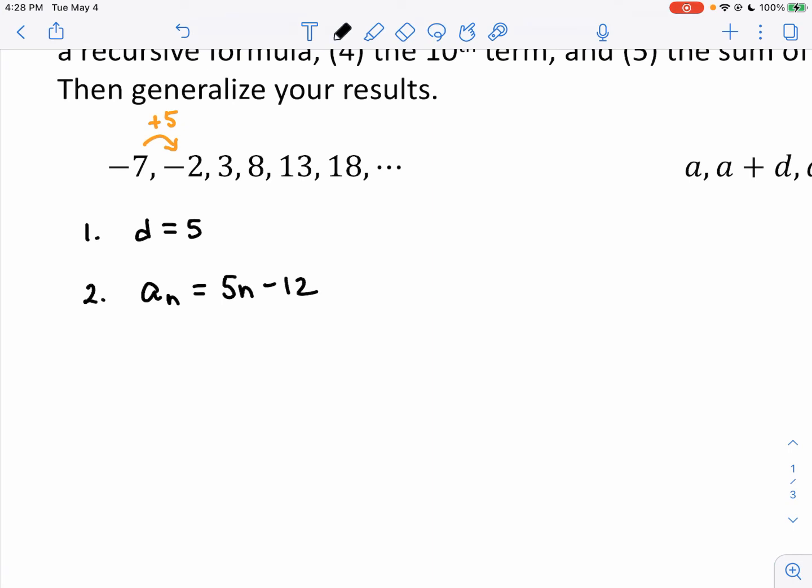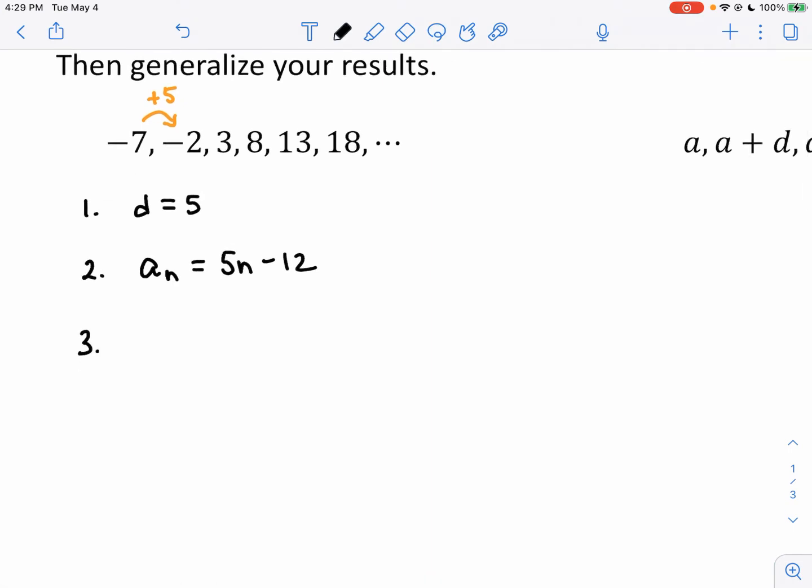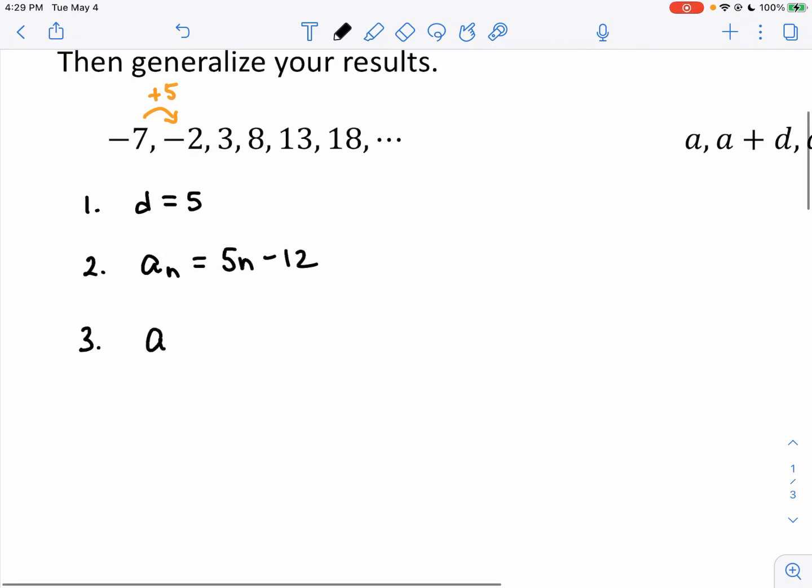Now, a recursive formula here is simply expressing a sub n in terms of previous terms. And so this one is pretty simple. To find a sub n, to find any term, for example, to find the 13, you take the one before it and you add 5. So the one before a sub n is a sub n minus 1. And then to that, you add 5.